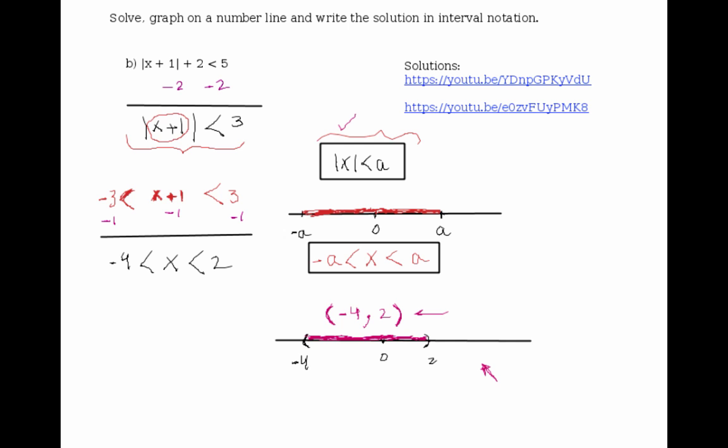Again, I needed to know this fact to solve this problem. Now the question is, when we have an absolute value inequality, like the absolute value of x is equal to 2, or the absolute value of x is greater than 2, or the absolute value of x is less than 2, let's see what these mean.